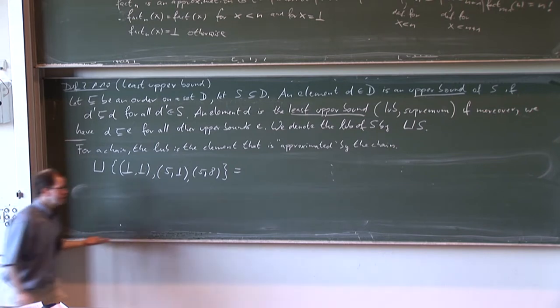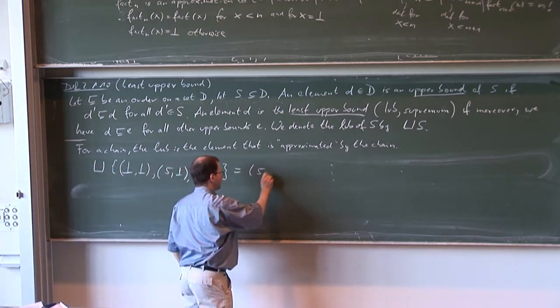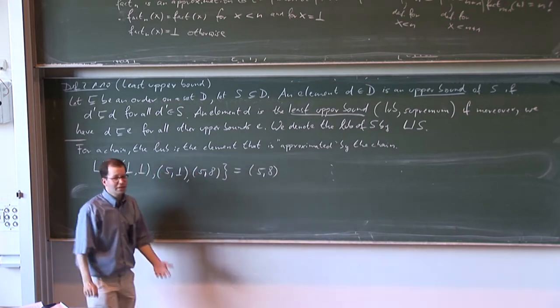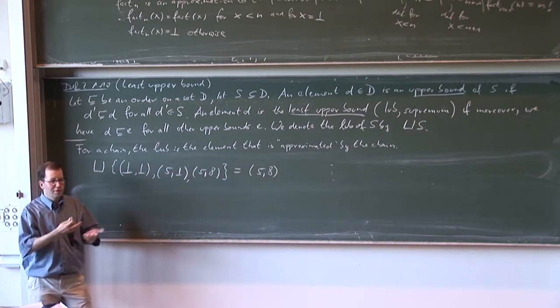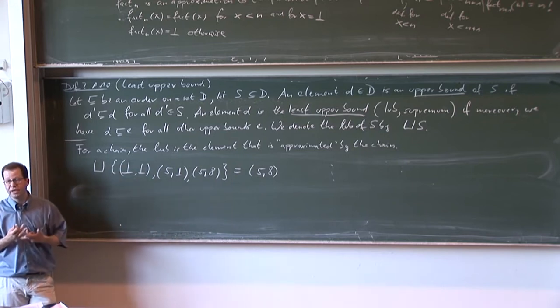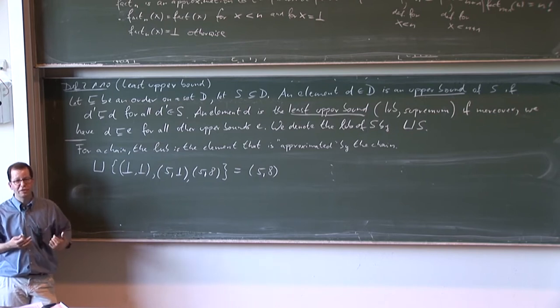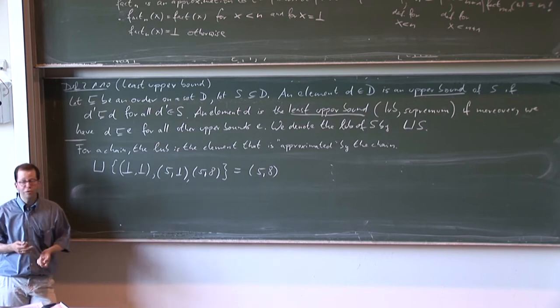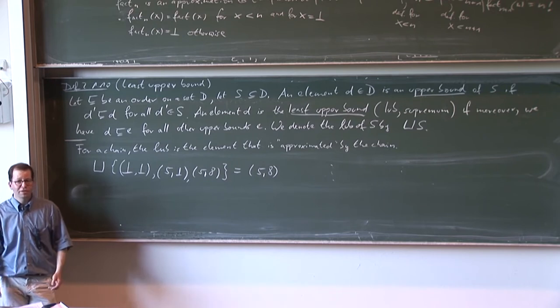(5, 8). (5, 8) is clearly the only object which is an upper bound. This is the only upper bound, because here we compare elements by their definedness. Now 5 and 8 are already completely defined, so there is no way to get something which is bigger than 5 or bigger than 8. So this is the only upper bound, and therefore it's also the least upper bound.